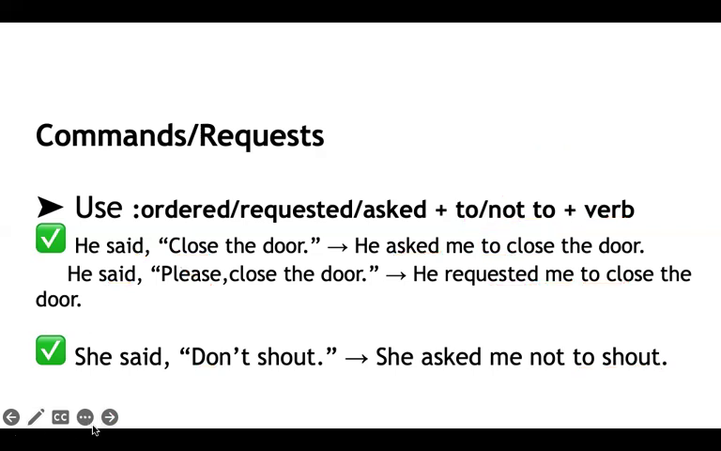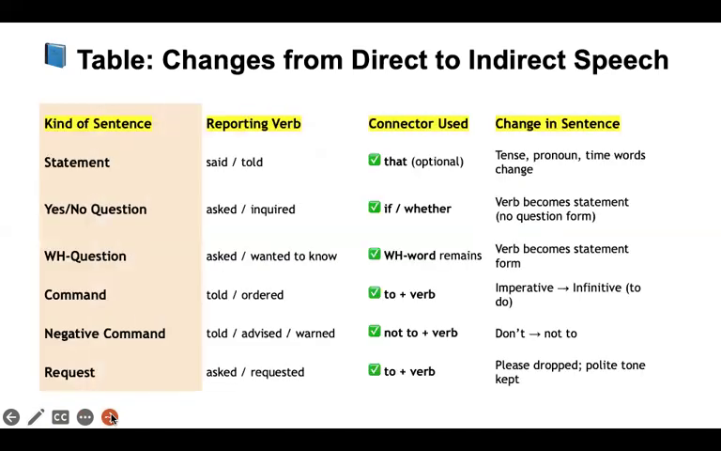Okay, let's clear this up and move to the next part, which is table. Here's a table where according to the sentences, you know what the reporting verb will be changed to and what do we need, the connector, the connecting word, the conjunctions in between the two clauses, how do they join? Like she said, I am happy. She said that she was happy.